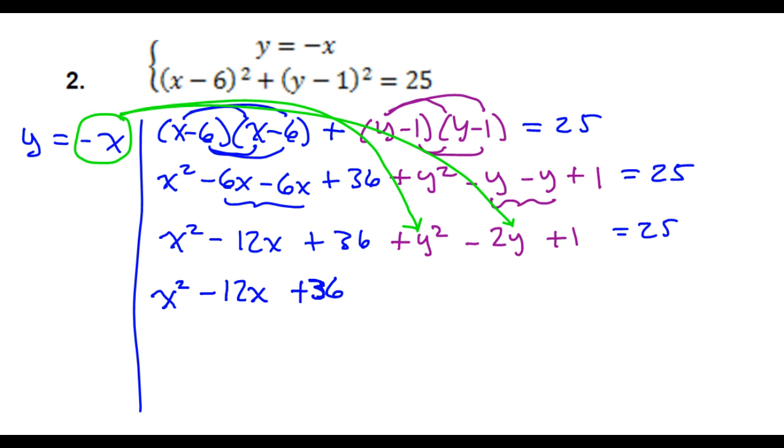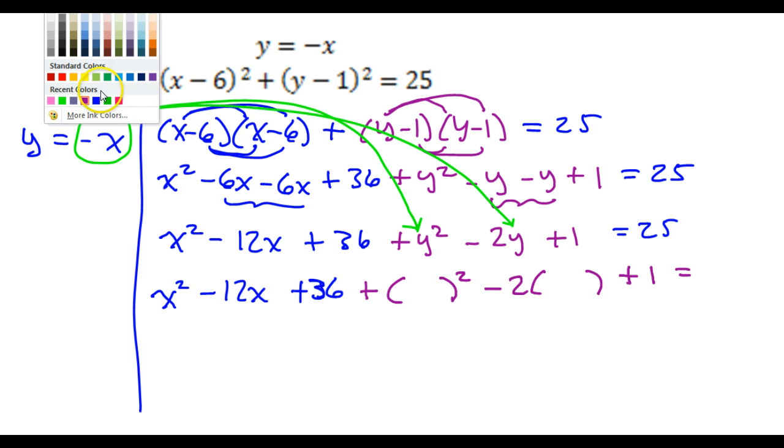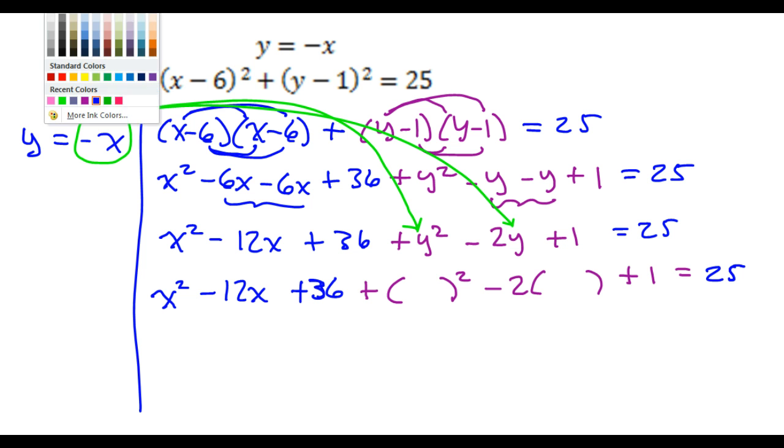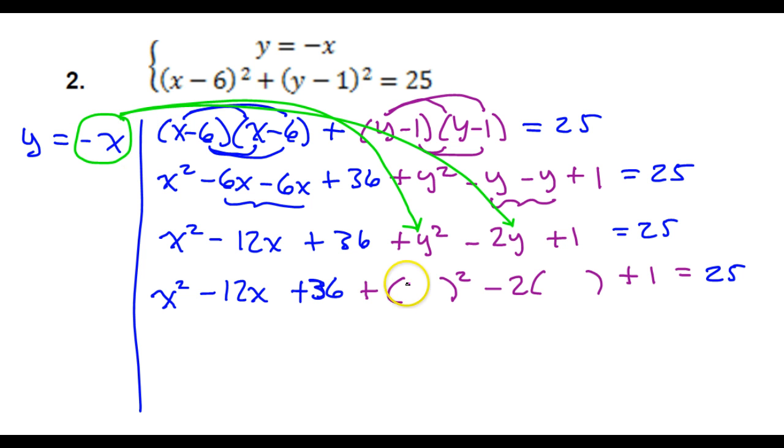Okay, now here comes the substitution part. So I have plus y squared minus 2y. Notice how I always use parentheses when I'm about to substitute. You should do the same thing. Put parentheses where the variable was. So I've got plus 1 is equal to 25. And inside of here I have my negative x that I'm substituting.